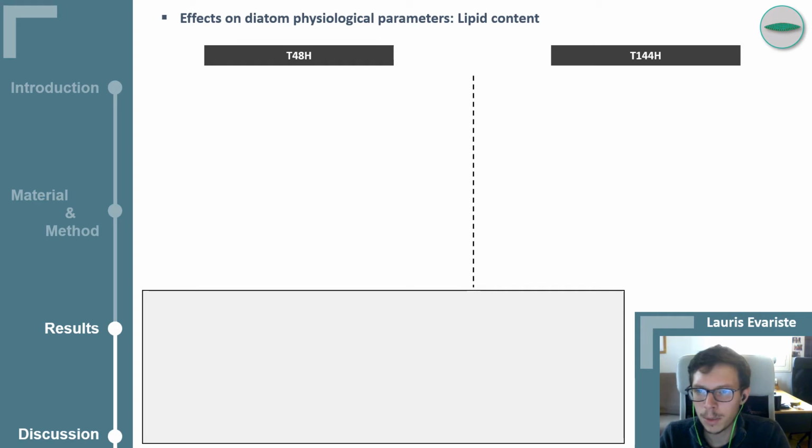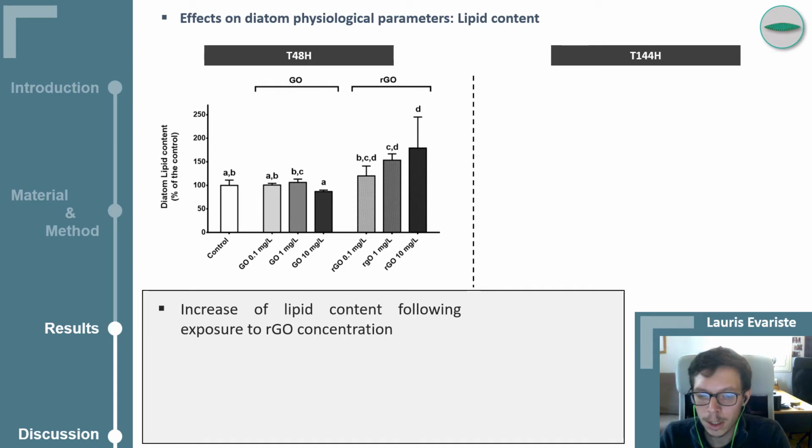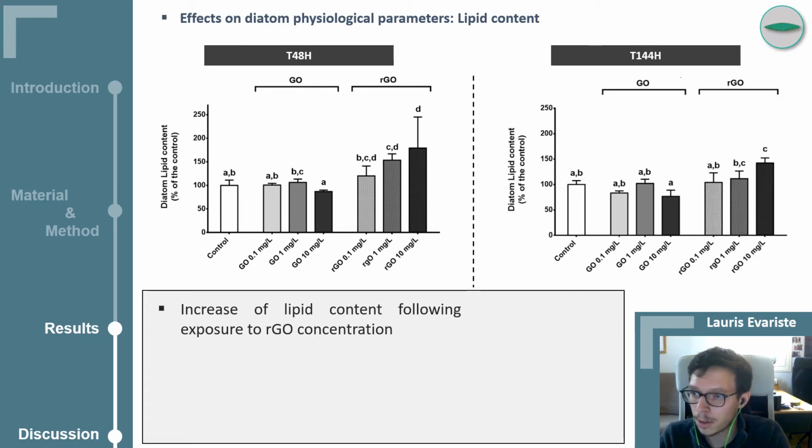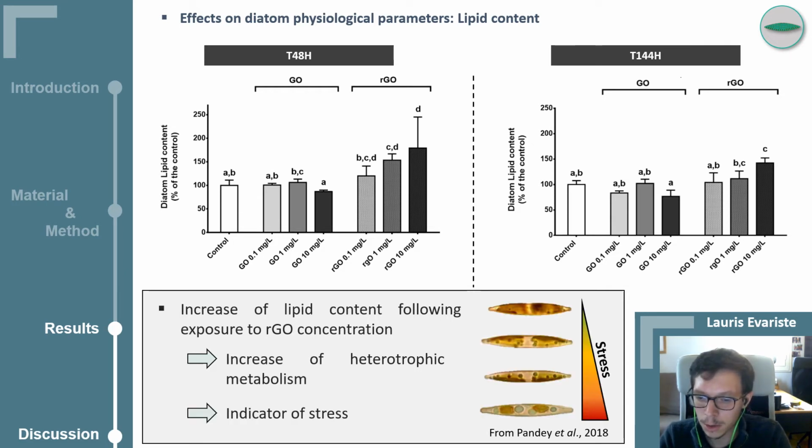The second physiological parameter is the lipid content of the diatom. And this time, following 2 days of exposure, we observed an increase in the lipid content following exposure to RGO. And this effect was also noticed following 6 days of exposure. This indicates that the diatom is increasing its heterotrophic metabolism following RGO exposure. And this also constitutes an indicator of stress that was observed in situ in Nitzschia palea, where organisms from polluted areas possessed higher lipid content.